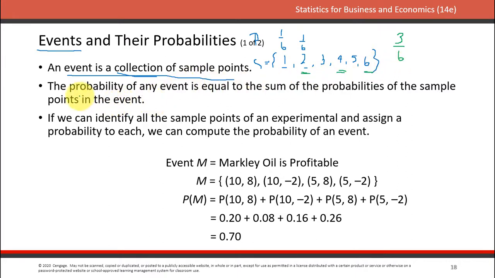So they say the probability of any event is equal to the sum of the probabilities of the sample points. The event of getting an even number consists of this sample point and this sample point and this sample point. And then to get the probability of the three of them together, that is of getting an even number, we add up the probabilities of each of these. That's what this says. We can identify the sample points of an experiment and assign a probability to each. We can compute the probability of an event.